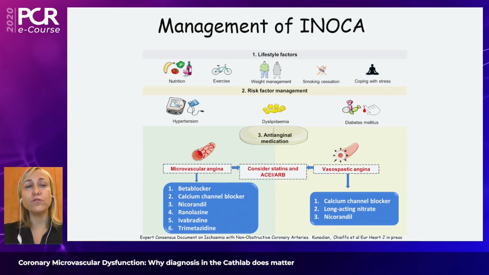So when you are able to identify the NOCA endotype, and in this case you have microvascular angina, first line is beta blockers. A beta blocker like nebivolol, that you can go from 2.5 to 10 milligrams daily. But as in this case, actually the patient was on carvedilol and it was not effective. So we have to shift to calcium channel blockers.